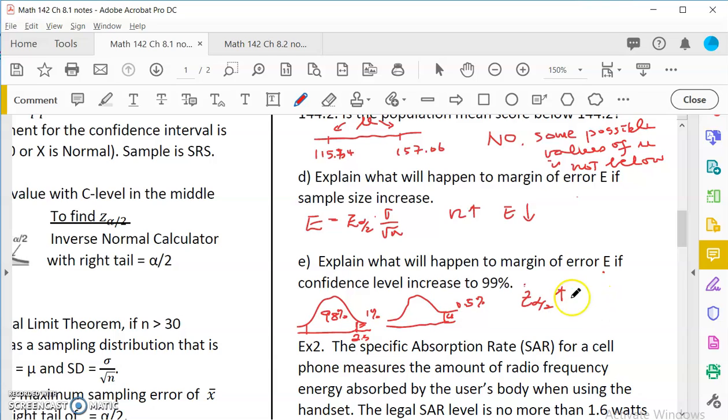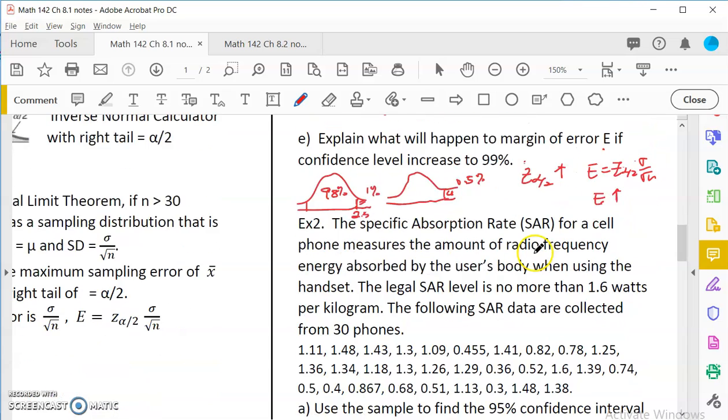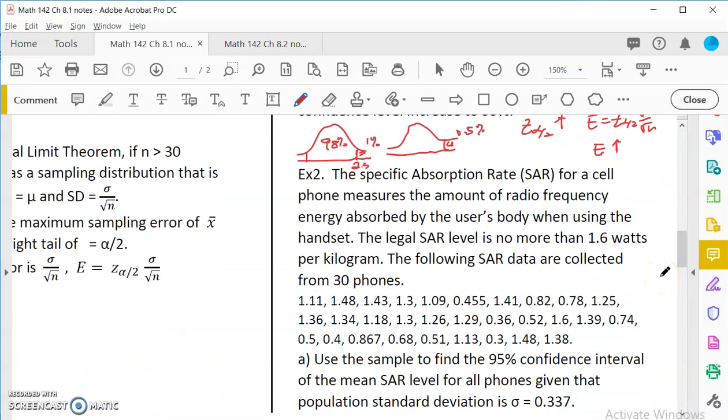If you have a larger z alpha over 2, E is z alpha over 2 times sigma over square root n. If sigma over square root n doesn't change, but z is increased, then E will increase because it's directly proportional. When z increases, E increases. Both increase together. You have a larger error. So the more confident you are, your range will be larger so that you would include the real mean.